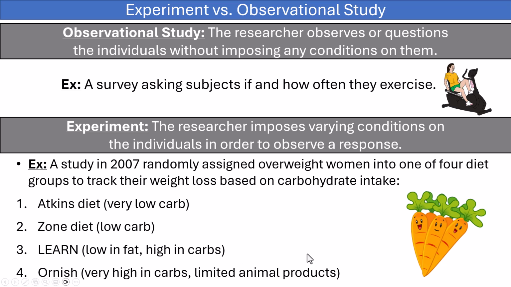The point here is this is an experiment because the researchers were randomly assigning the individuals to one of 4 diet groups. The researchers were imposing varying conditions on the individuals, which makes this an experiment rather than an observational study.